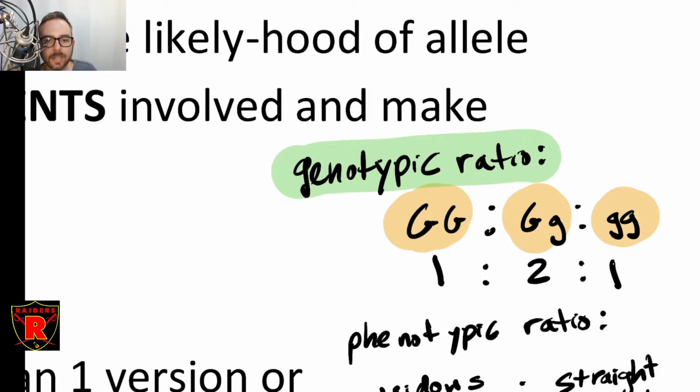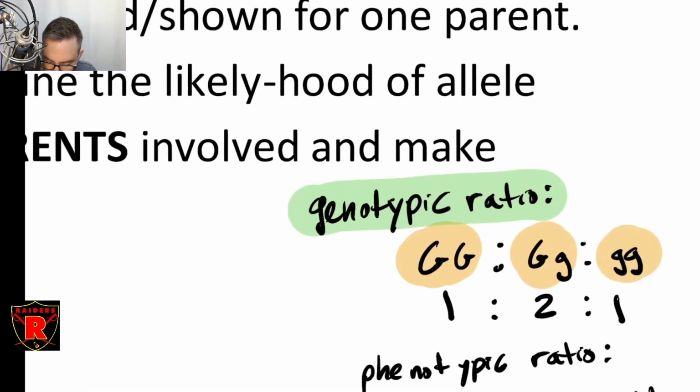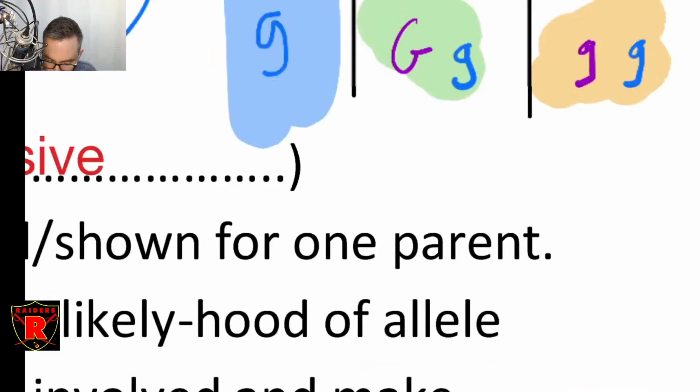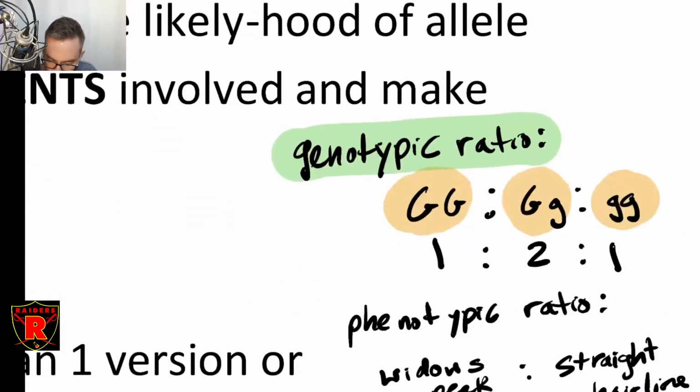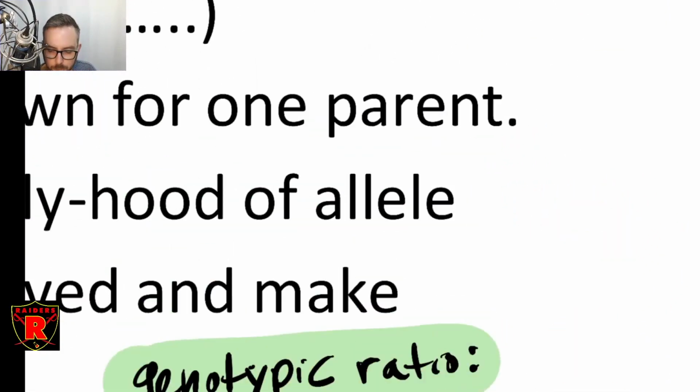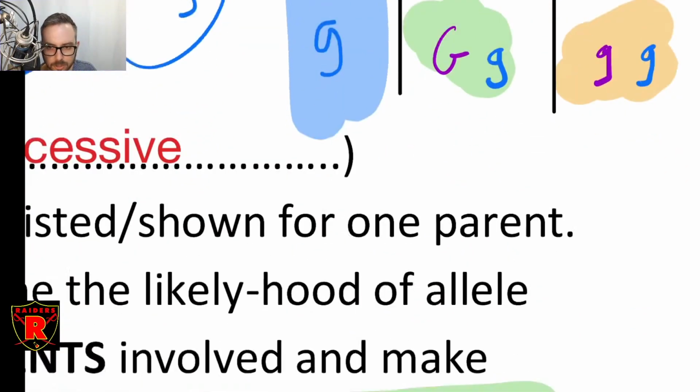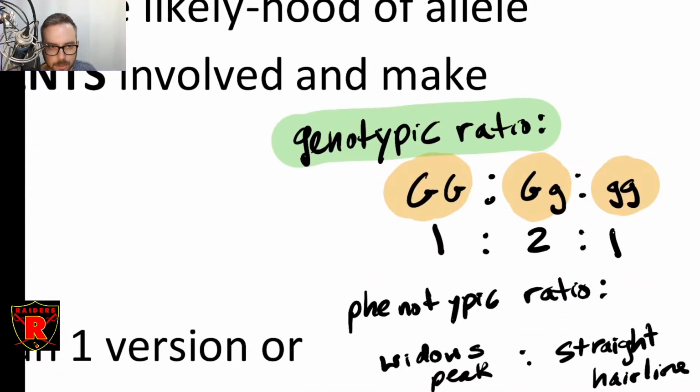You can also look at the phenotypic. If you're wondering where those genotypic ratios came from, I read it directly out of the table. So there is one big G big G. There are 2 big G little g's, and there is 1 little g little g in this table. So I just took it directly from the table.